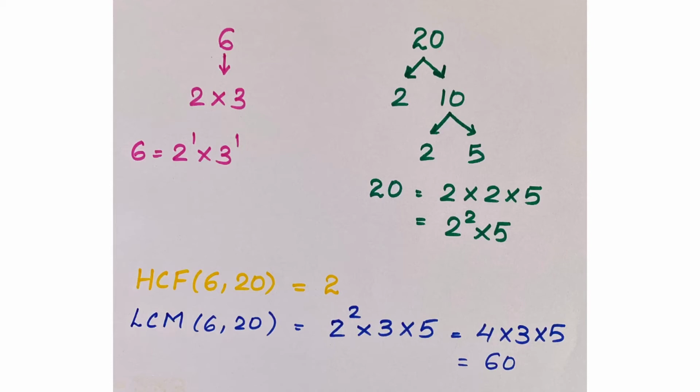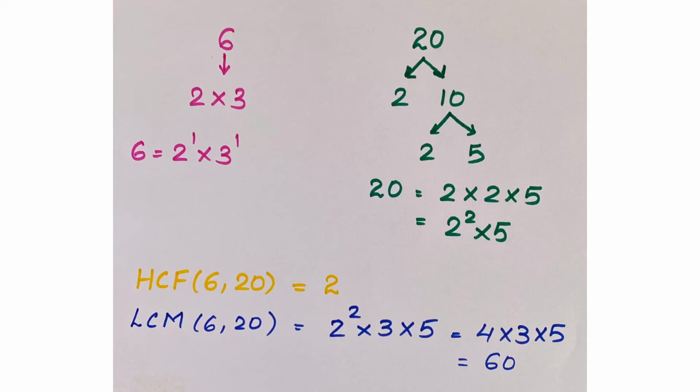If we take 20, it can be represented as 2 into 10. 10 can be represented as 2 into 5. So we can write 20 as 2 into 2 into 5, that is 2 square into 5. Now for finding HCF, we have to consider the highest common factor. Here you can see that the common factor between 6 and 20 is 2. So HCF of 6 and 20 is 2.